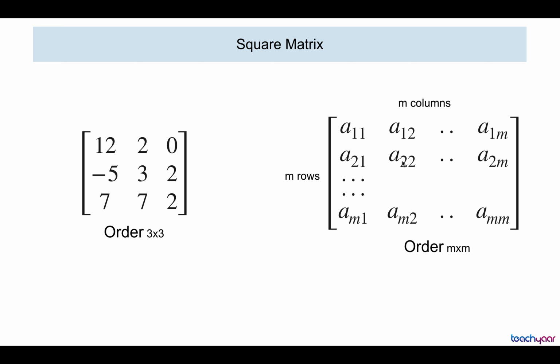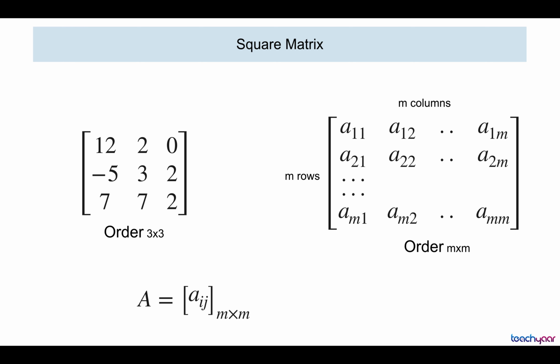So if you remember the video on rectangular matrices, it was m rows and n columns, where m is not equal to n. In this case, it's m rows and m columns, right? The number of rows is equal to the number of columns. Order m by m. So that's a square matrix, right?